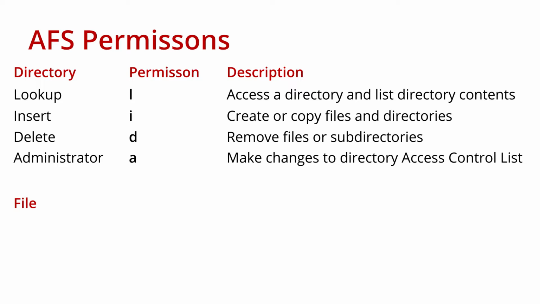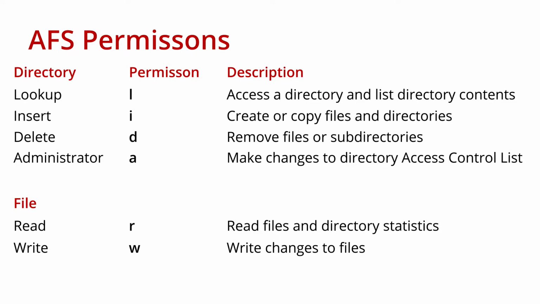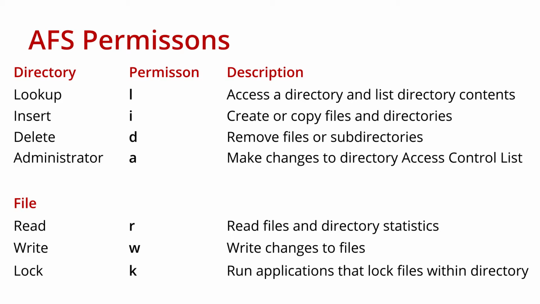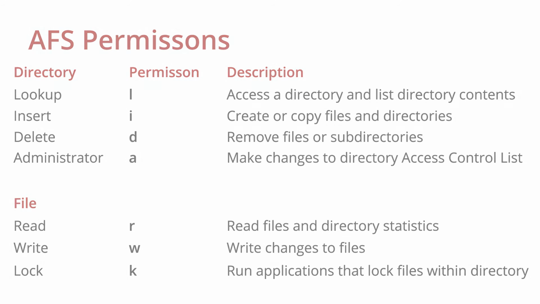For permissions affecting files within a directory, read or R permissions allow for file reads and directory statistics. Write or W permissions allow for writing changes to files. And lock permissions allow you to run applications that issue system calls to lock files within the directory. AFS ignores any individual file permissions except for the owners, instead using the parent directory's access control list to specify users and groups and corresponding levels of access.